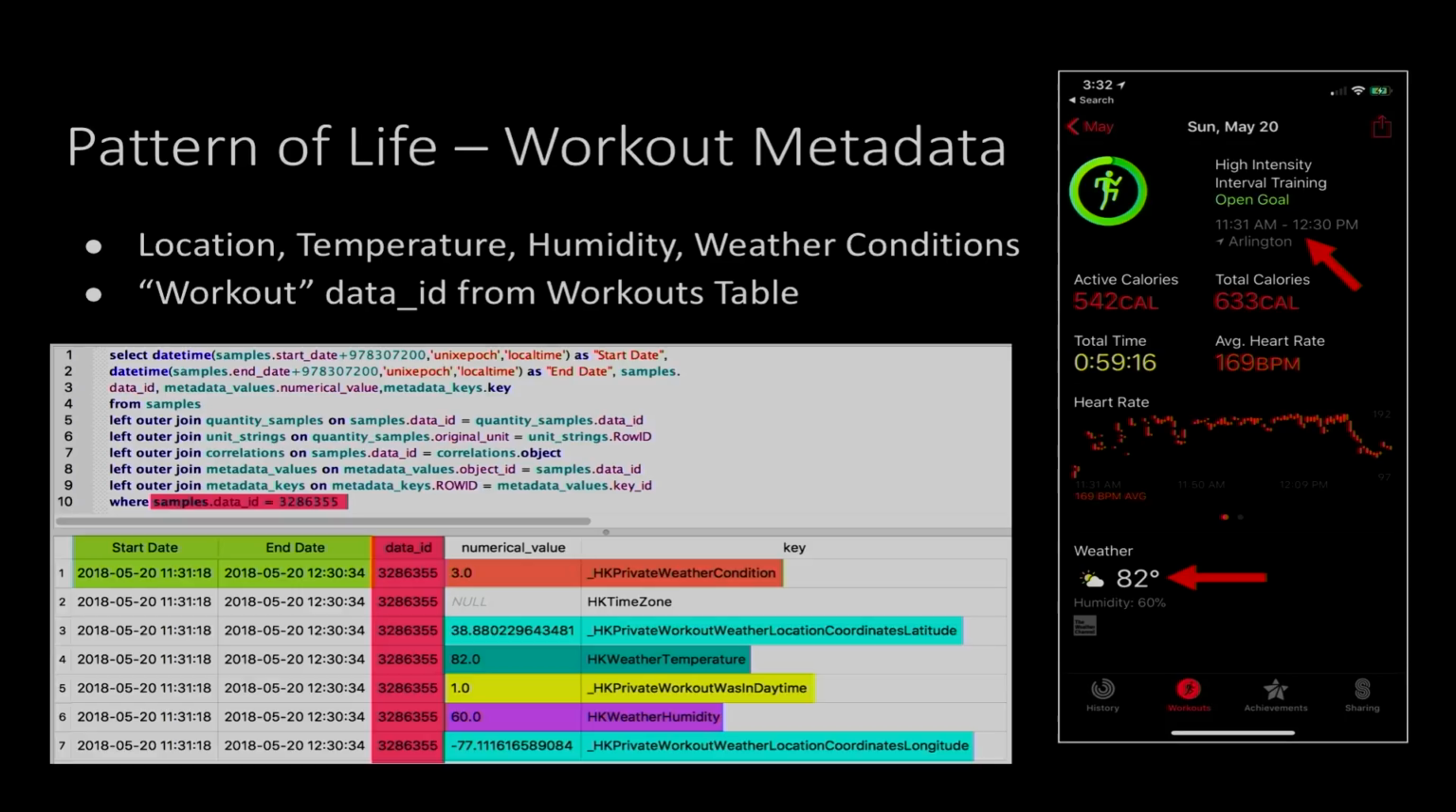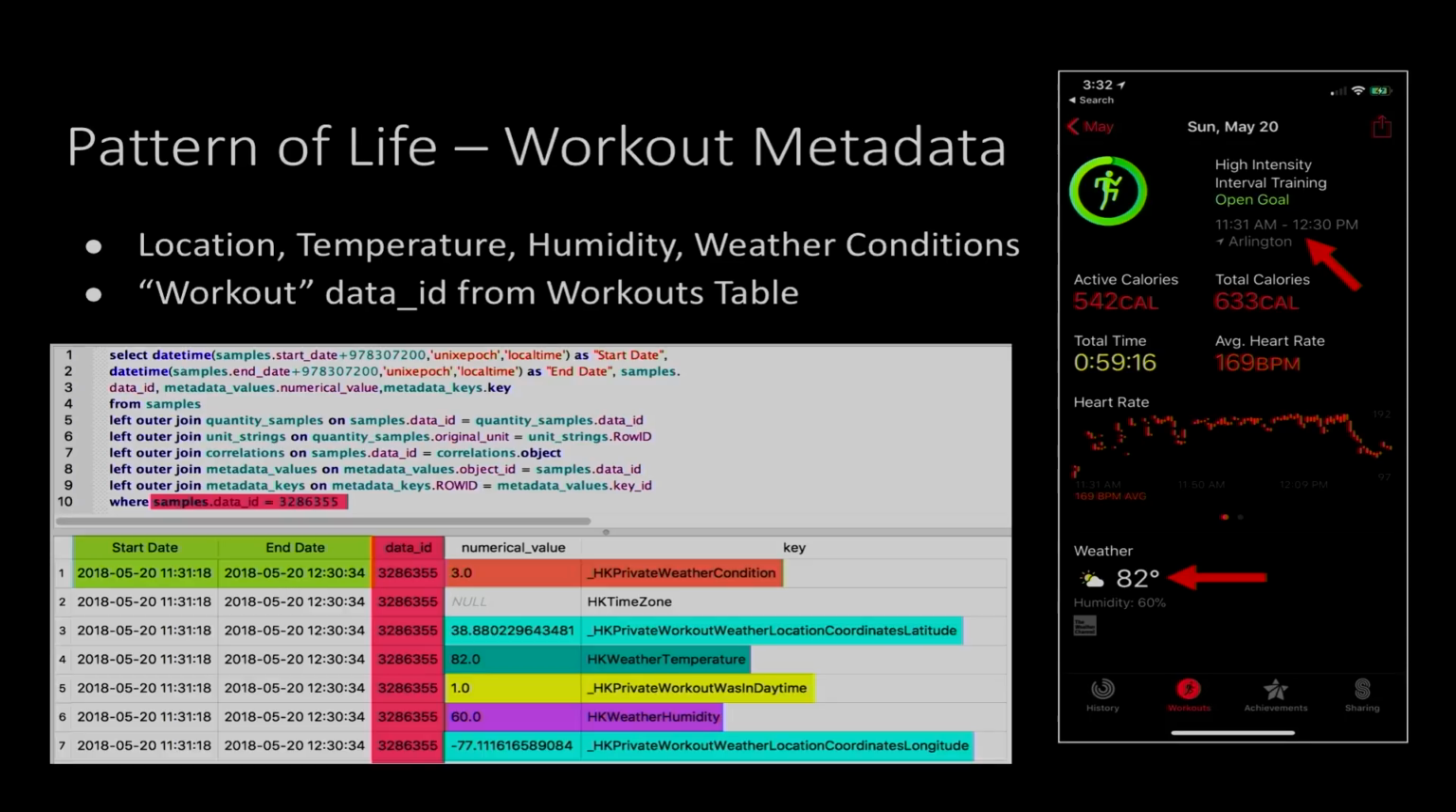Each workout, if you set it up on your watch, is tracking some metadata. What was the weather? Where was it? Now this one is showing that it was 82 degrees and 60% humidity. I was doing it in Arlington, and I have a workout from about 11:30 in the morning to 12:30 in the afternoon. This is one of my weekend workouts. You can see how much time, how many calories, and all that good stuff too.